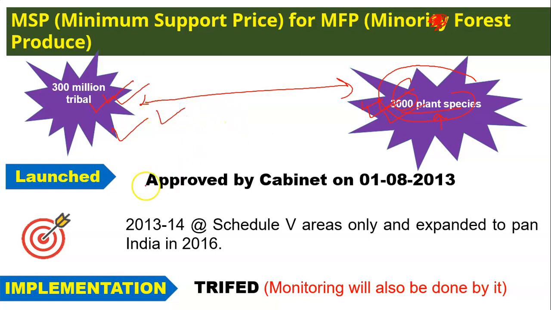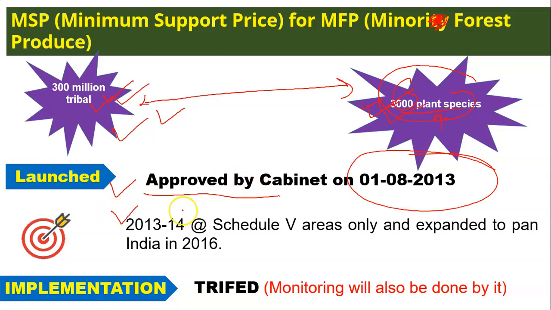So keeping this in mind, the government has launched this scheme, and it was approved by the cabinet on 1st of August 2013. Initially in 2013-14, it was launched for the Schedule 5 area only, and it was expanded to all of India in 2016.